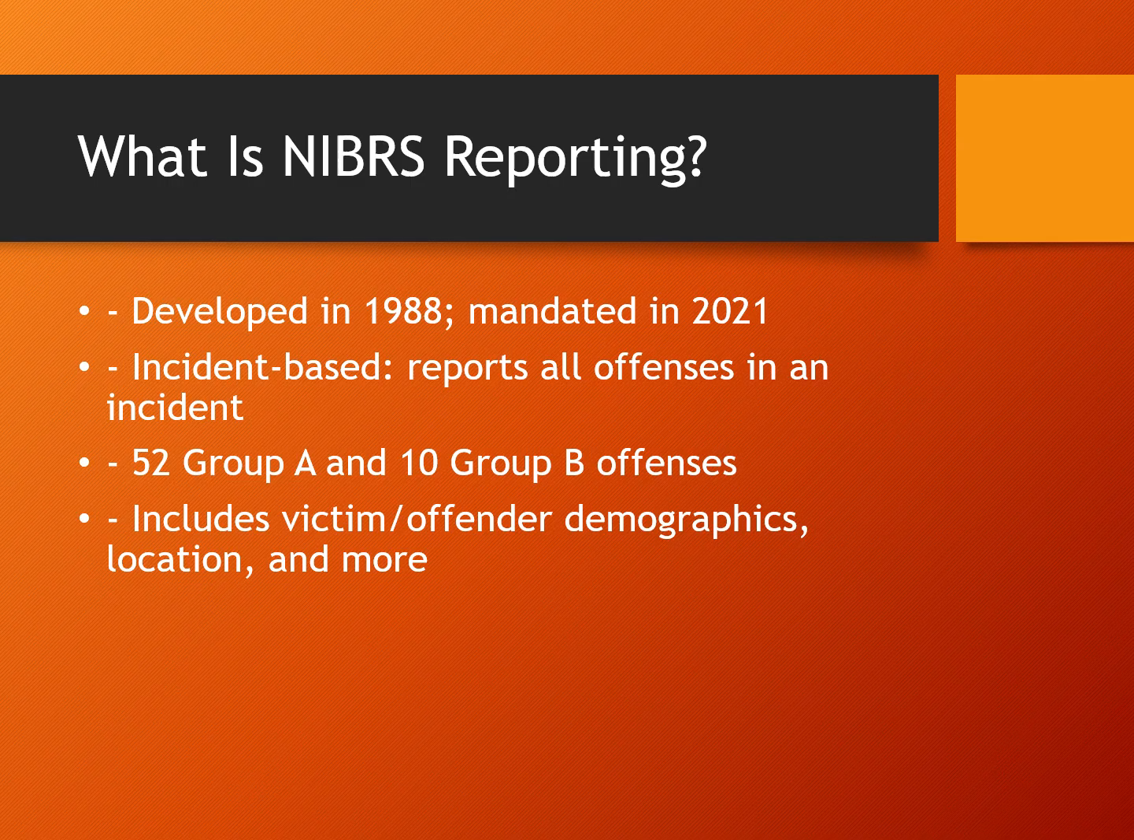NIBRS includes 52 Group A offenses, such as fraud, weapon violations, and sex crimes, and 10 Group B offenses. It collects data not just on what crime occurred, but also on some characteristics such as the location of the crime, time of day, weapon used, victim and offender demographics, and even their relationship. This kind of depth allows law enforcement agencies to develop a more accurate and actionable picture of crime in their communities.